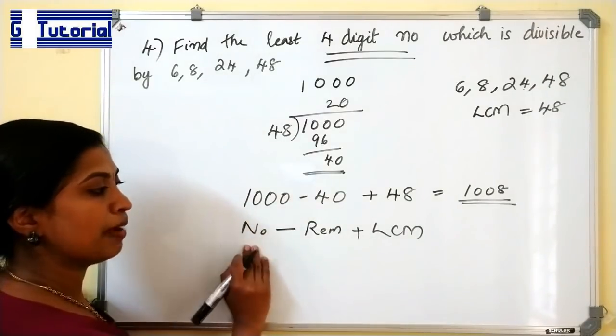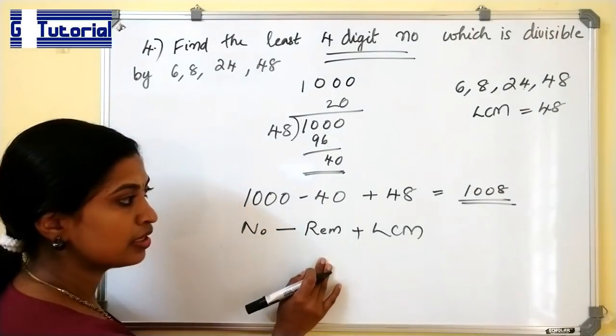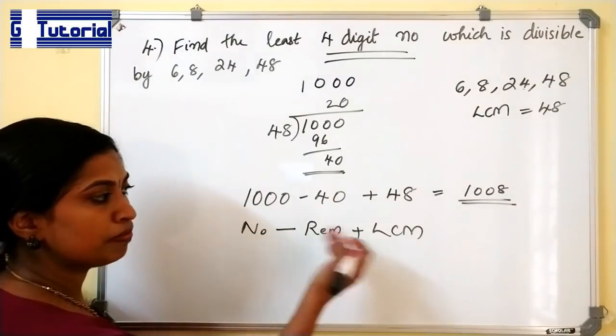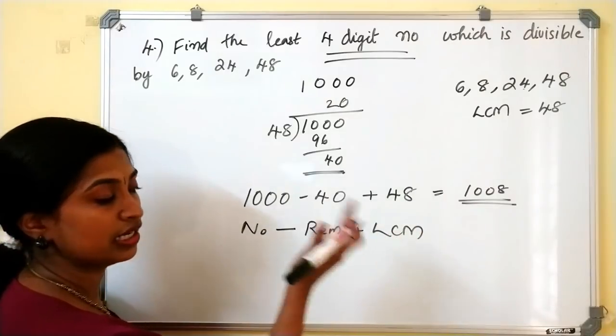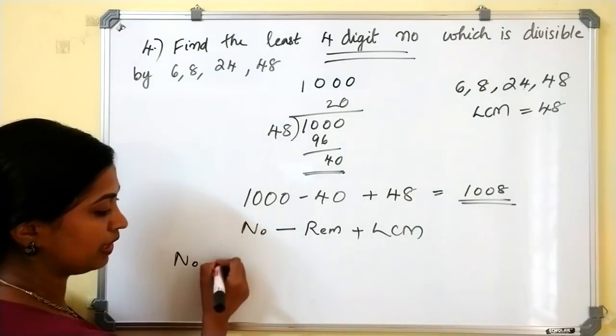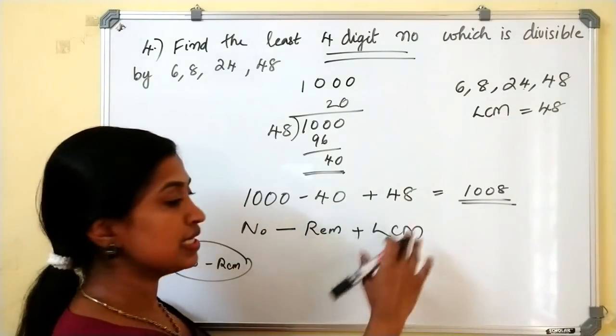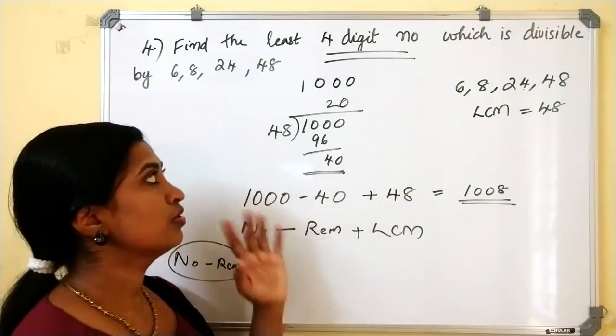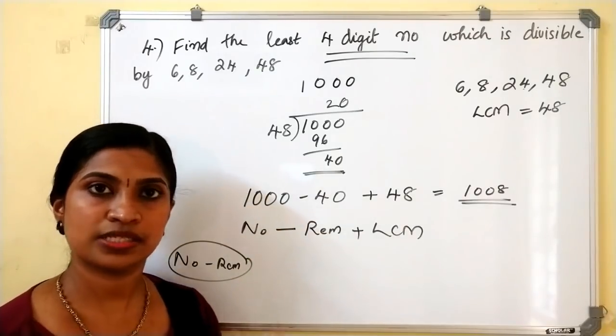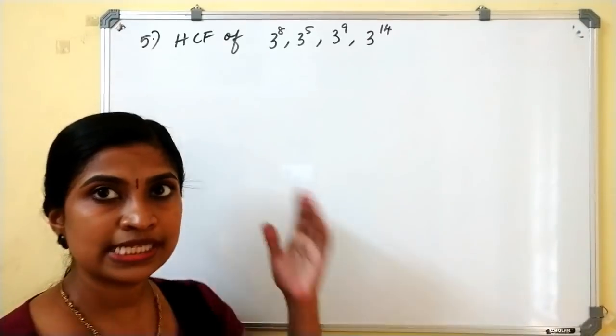But here, number minus remainder plus LCM gives the correct answer. In the earlier case, just number minus remainder gives the answer. But here we have to perform plus LCM. That is, the next multiple of 48 gives the correct answer. Next question.